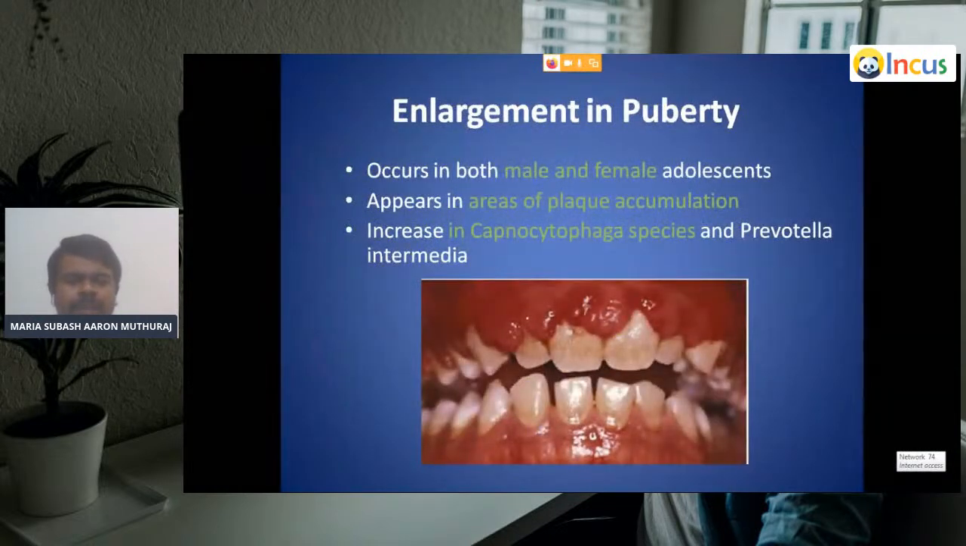As you can see clearly in this picture, interdental papilla and marginal gingiva are commonly associated with enlargement in puberty. It appears in case of plaque accumulation, and there will be an increase in Capnocytophaga species, and sometimes an increase in Prevotella species also. But mostly in puberty, an increase in Capnocytophaga species will be commonly present.